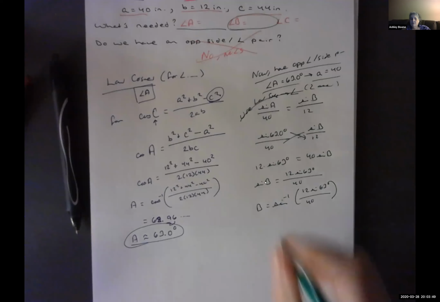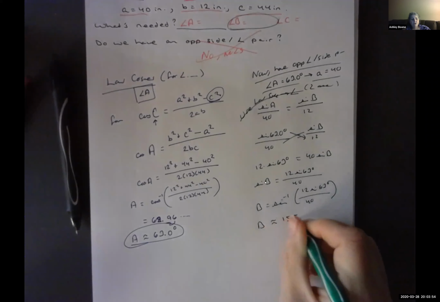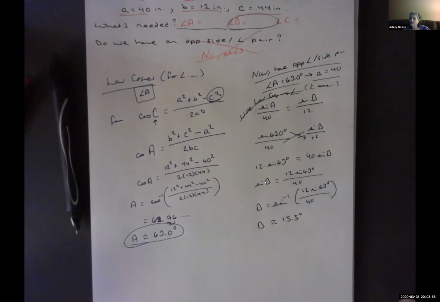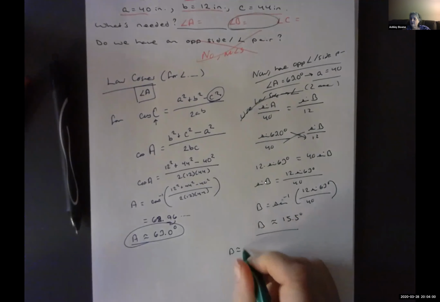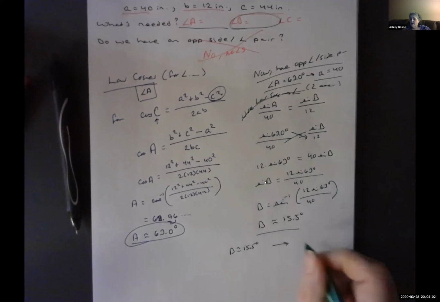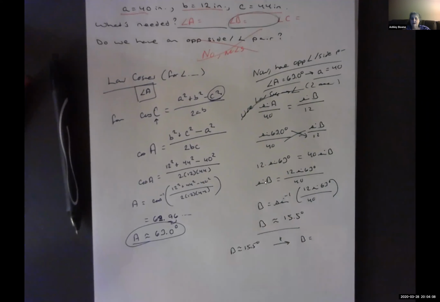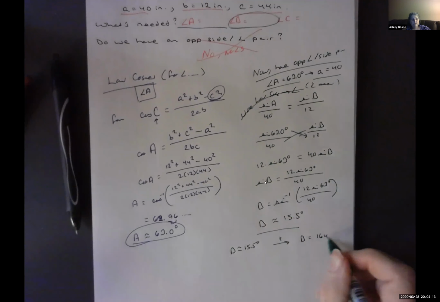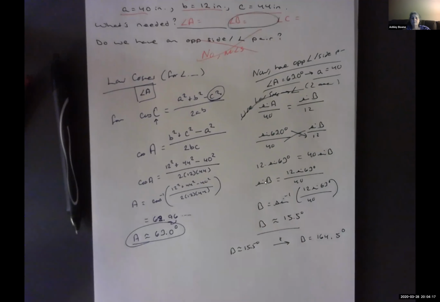And that gives me B is approximately 15.5 degrees. So I have two cases. B could be approximately 15.5 degrees, and B could be the supplement of that: 180 minus 15.5 would be 164.5 degrees. So I have my two cases there.